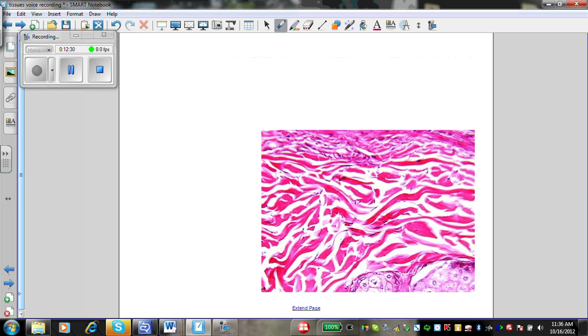All right, so the next one here, you see it's pretty dense, but notice there's not a defined pattern, so it's very irregular. So this is dense, irregular. That you would see in something like the dermis. Right, so this is just below the surface of the skin.